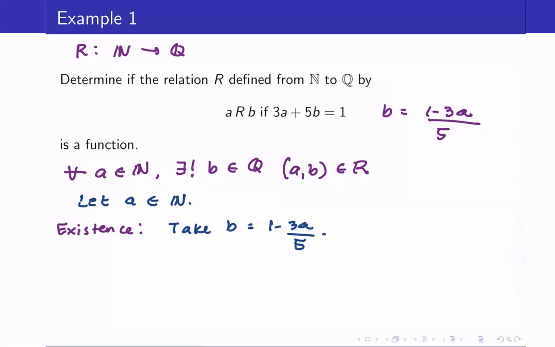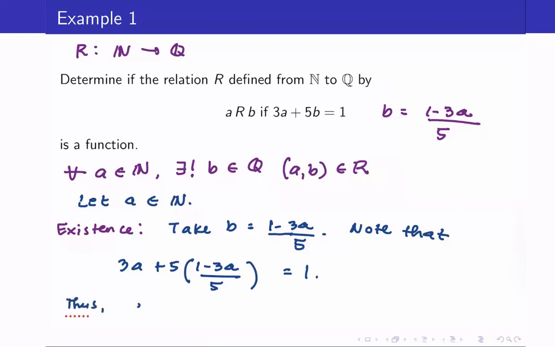So we just say, note that 3A plus 5 times 1 minus 3A, all over 5, is equal to 1. So thus, our AB is an element of R because it satisfies the required equation. So that is the existence part.